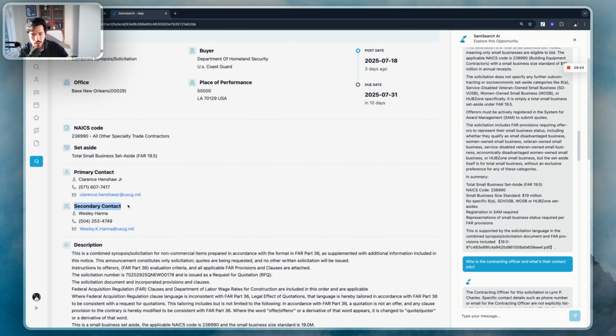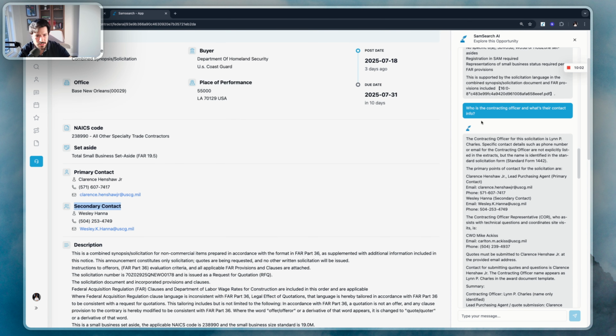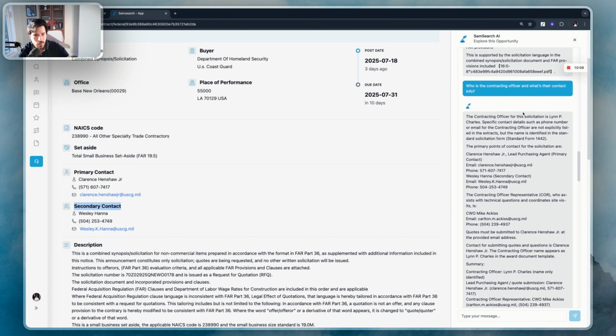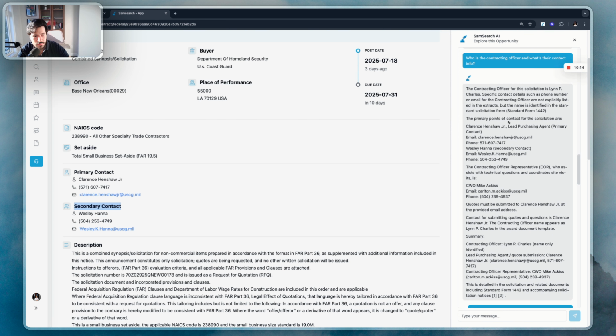It's also important to know, because sometimes they mention which contractor you have to ask questions to, and which contractor you have to submit the bid to. So it's very important that you ask the AI this information so it can pull it for you and tell you which exact contact you have to contact for questions, or for submitting the proposal, and so on. So here's what I said. I said, who is the contracting officer and what's their contact info? And then I got this information that there are specific contracting officers.